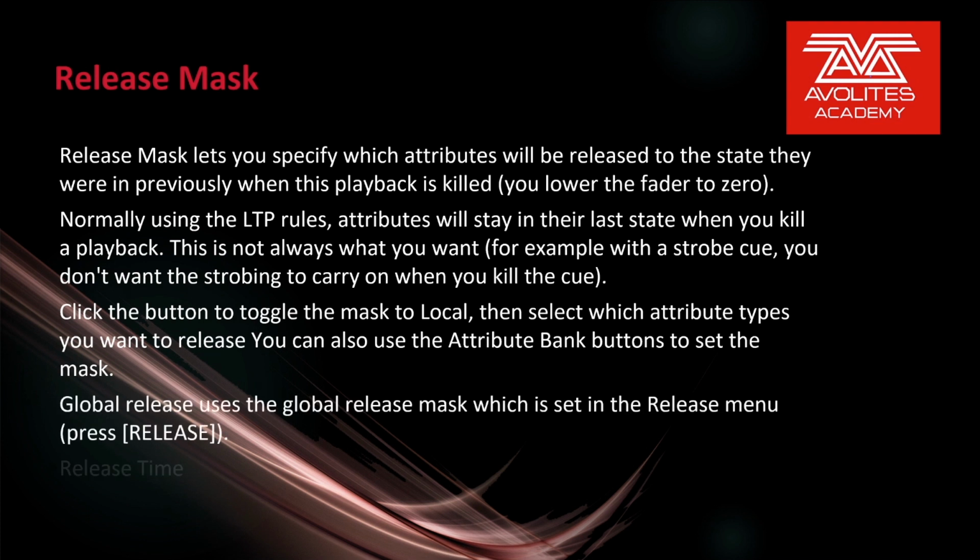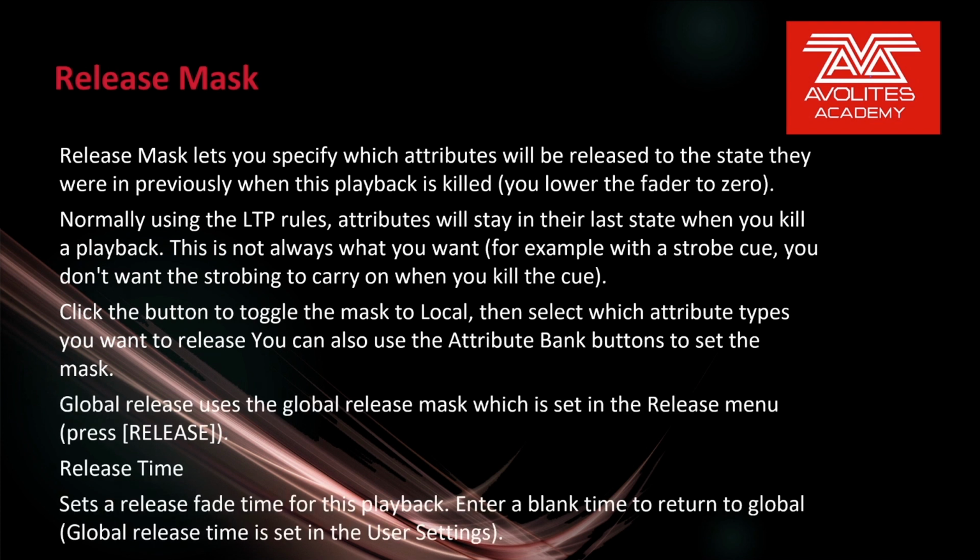In this video we're going to talk about release mask. Release mask lets you specify which attributes are released to the state they were previously in when the playback is killed, when you lower the fader to 0. Normally, using the LTP rules, attributes will stay in their last state when you kill a playback. This is not always what you want. For example, with a strobe cue, you don't want the strobing to carry on when you kill the cue.